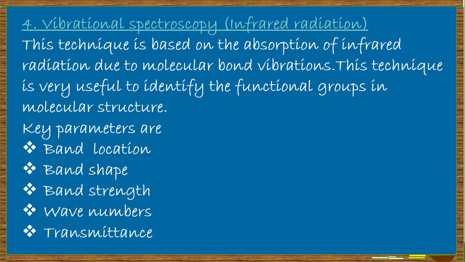transmittance. So the vibrational spectroscopy is one of the very useful spectral techniques to identify the functional groups. For example, the hydroxyl group, amino group, or carboxyl group, or many different functional groups can be identified by using these spectral techniques.